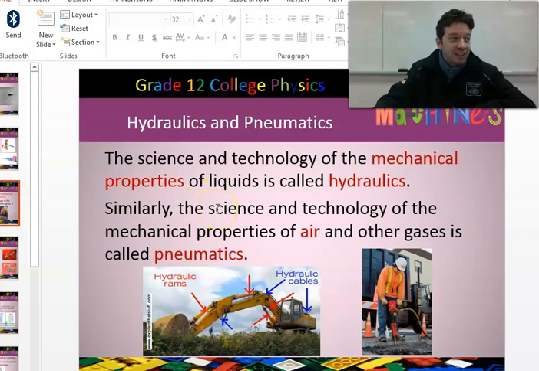Alright, and since this unit is hydraulics and pneumatics, what's the difference between those? Hydraulics uses liquids, whereas pneumatics uses air or gases.